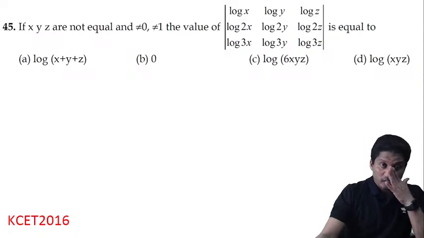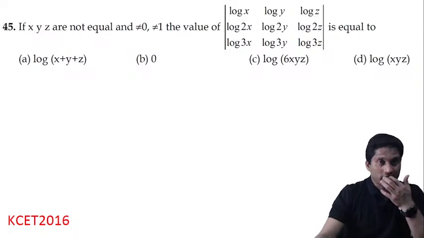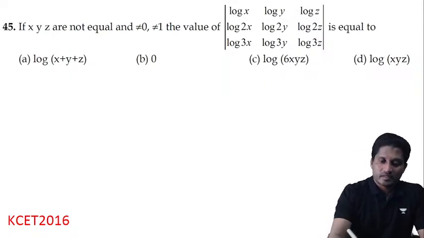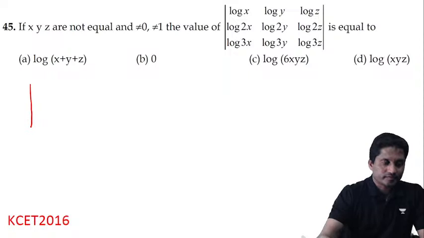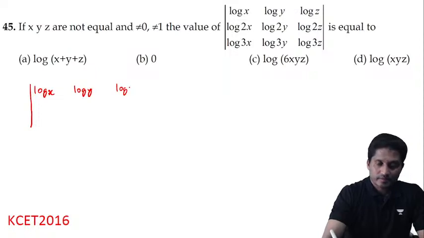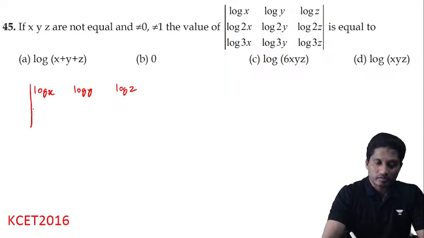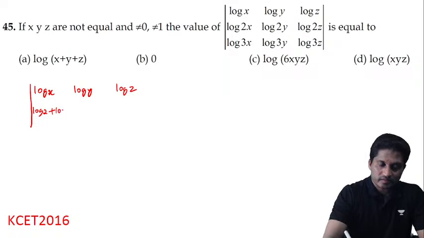x, y, z are not equal and not equal to 0 and 1. Then what's the value of this determinant? I'll write the determinant. The first row will be equal to log x, log y, log z. Now log m into n is log m plus log n, right? So this will be equal to log 2 plus log x. Similarly, this is log 2 plus log y.